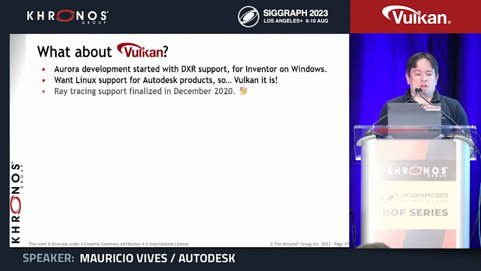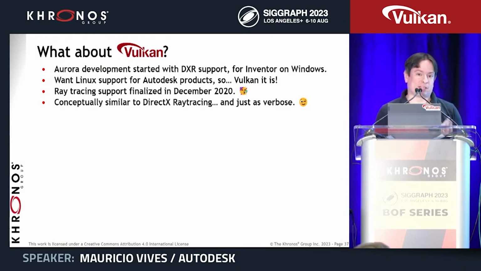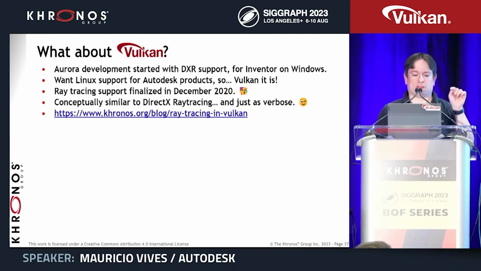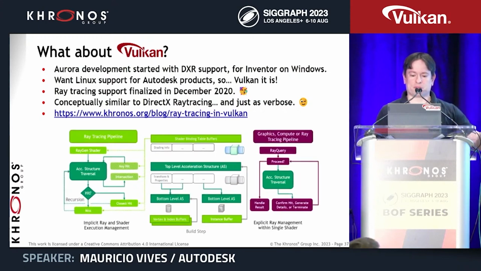So Vulkan it is. Ray tracing support in Vulkan was finalized in, I think I got this right, December 2020, which is great. It's conceptually very similar to DirectX ray tracing, so once you know one, you know the other. But it's also just as verbose. Earlier we heard some 700 lines to draw a triangle or something. Vulkan ray tracing is also verbose, just like DirectX ray tracing. So APIs and toolkits that abstract that are great and much appreciated. This is a blog post that I highly recommend if you want to know more about Vulkan ray tracing, and it includes a really nice diagram, which is clearly more than I can do here. However, you are in luck. The last presentation in this BOF will be about debugging Vulkan ray tracing, so that'll be in about 30 minutes. So we are going to hear more about Vulkan ray tracing.